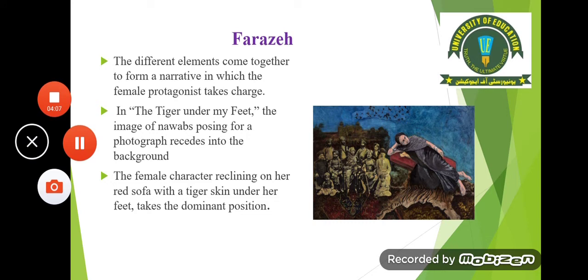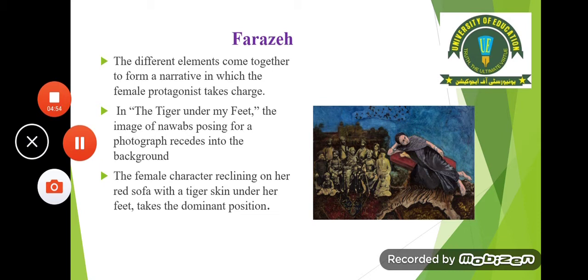The third artist which we discuss after Muniba is... The different elements come together to form a narrative in which the female protagonist takes charge. This is the title of the painting, The Tiger Under My Feet. In this painting, the image of Nawabs posing for a photograph recedes into the background. The female character reclining on her red sofa with the tiger skin under her feet takes the dominant position.